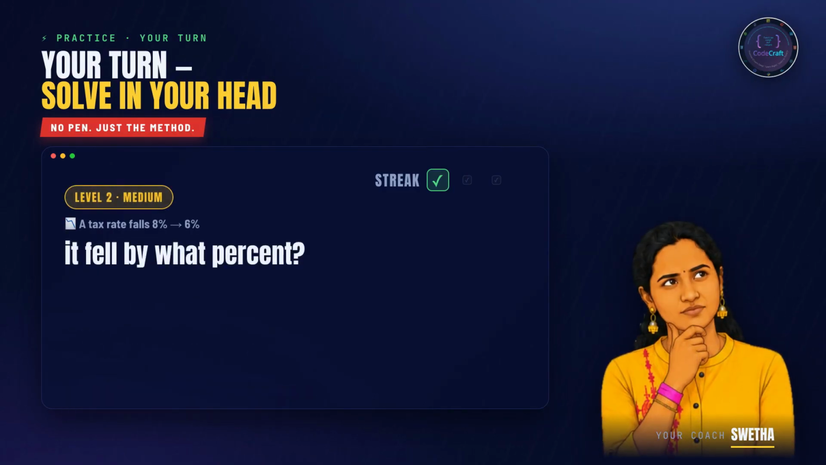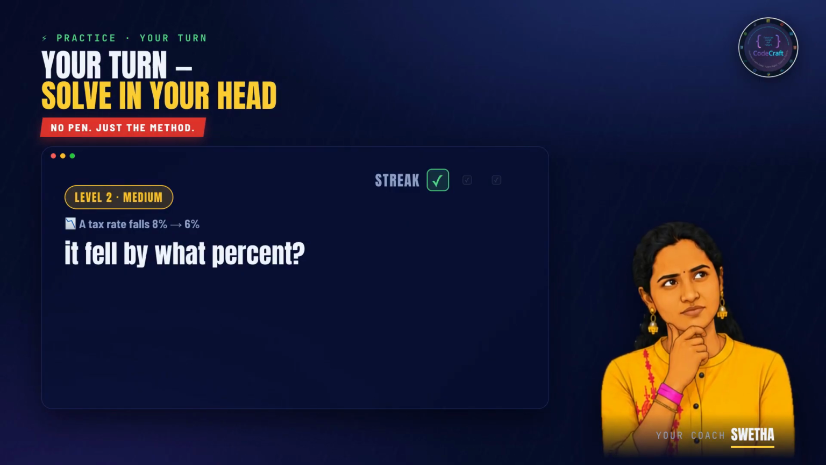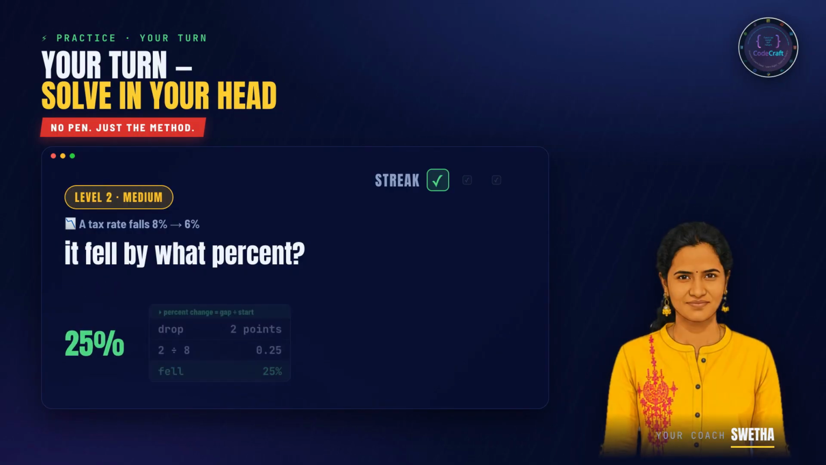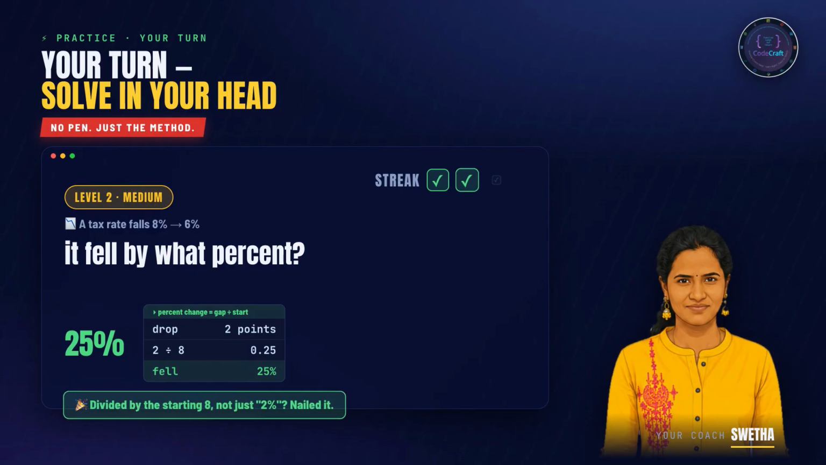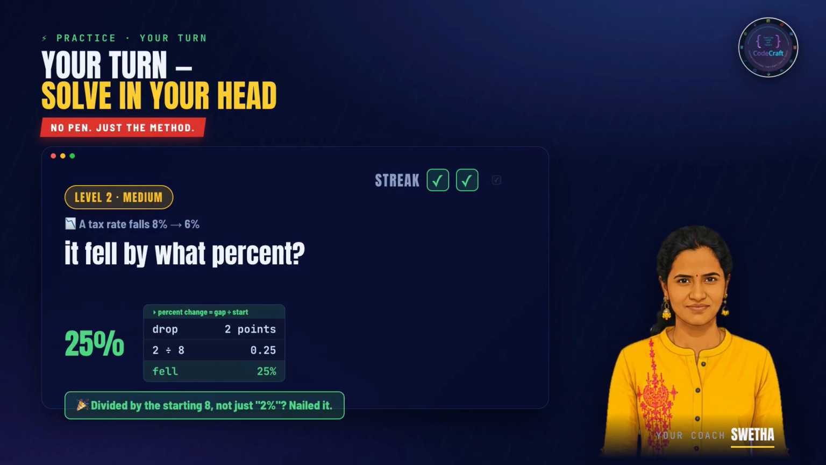Level 2, medium. A tax rate drops from 8% to 6%. By what percent did it fall? Careful, is it points or percent? Pause. The raw drop is 2 points, but as a percent of the original 8, that is 2 over 8, which is 25%. It fell 25%.